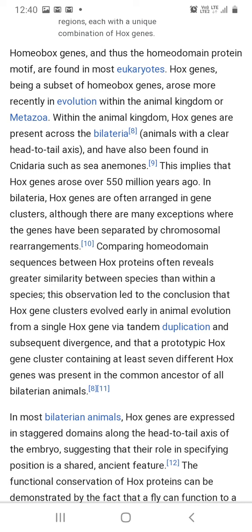So, the product of Hox gene is called the Hox protein. The homeobox gene and thus the homeodomain protein for Hox genes are found in most eukaryotes. Hox genes, being a subset of homeobox genes, arose more recently in evolution within the animal kingdom. Comparing the homeodomain sequence between Hox proteins often reveals greater similarity between species than within the species.